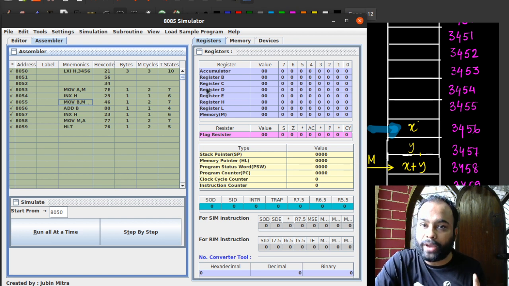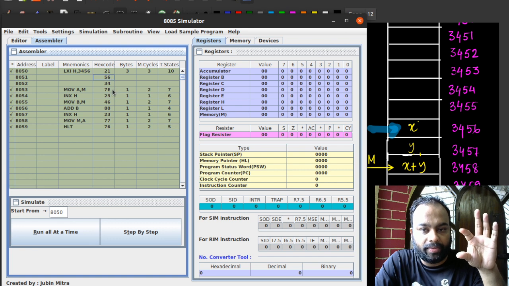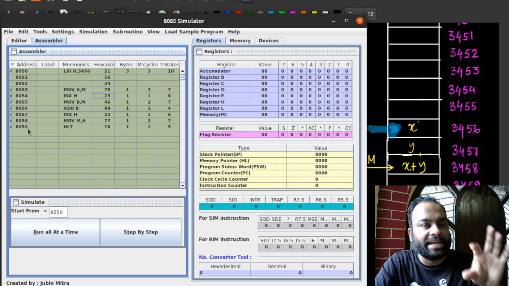But before I see that in action, look at all the hex code, right? So this is the total program. This is the opcode for LXI H, and this is 56, this is 34, right? This is the opcode for MOV A, M. This is the opcode for INX H, stored in these memory locations, right? So now my program starts from memory location 8050 and ends at memory location 8059.